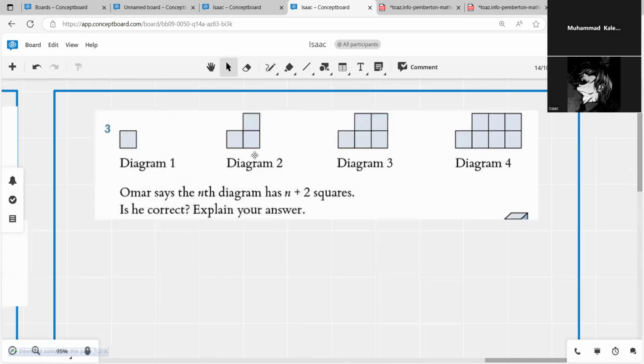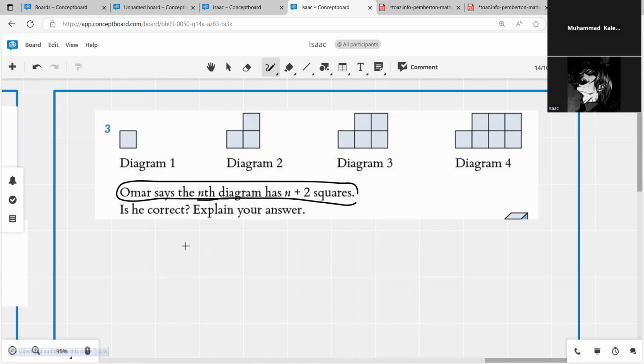Okay, we can verify it. No, he is not correct. Why is he not correct? Because the nth term formula must always satisfy all the terms.